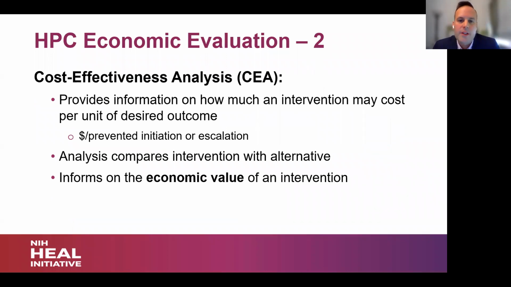So cost effectiveness analysis, or CEA, is a comparative analysis that is about comparing an intervention with an alternative. The analysis examines differences in intervention costs per unit of a desired outcome. For example, research projects in the HPC are looking at differences in the cost per prevented initiation or prevented escalation, where escalation is often defined as more frequent misuse. So this analysis is important to understand the economic value of an intervention. Next slide, please.